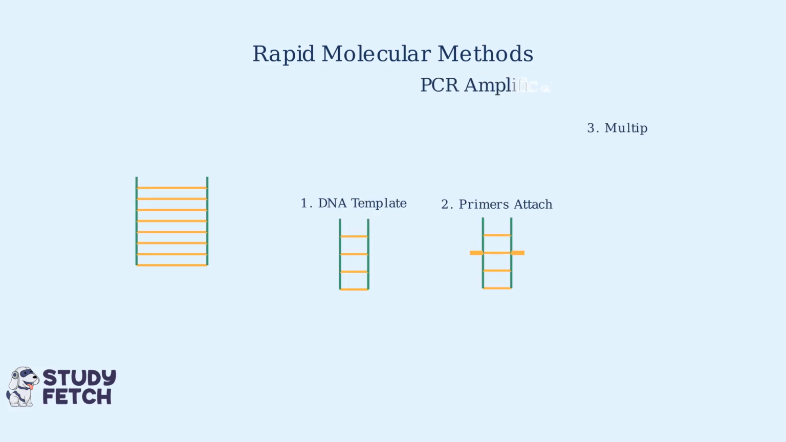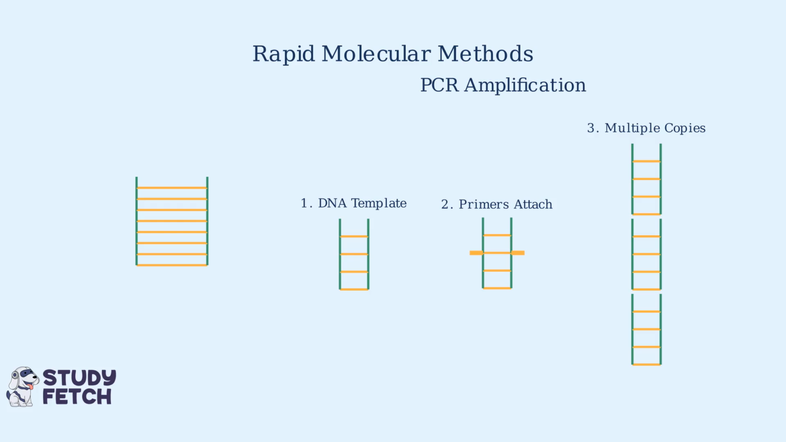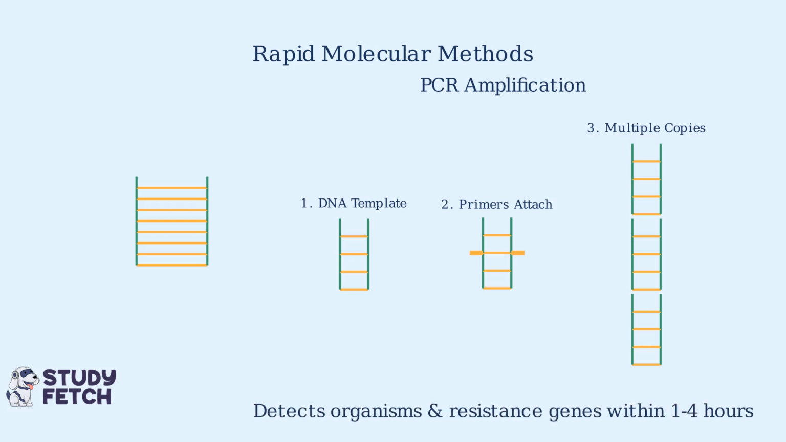Rapid molecular methods have revolutionized microbiology by dramatically reducing detection time. These techniques, like PCR amplification, can detect organisms and antimicrobial resistance genes within just 1 to 4 hours. This represents a significant improvement over traditional culture methods that typically require 24 to 48 hours.